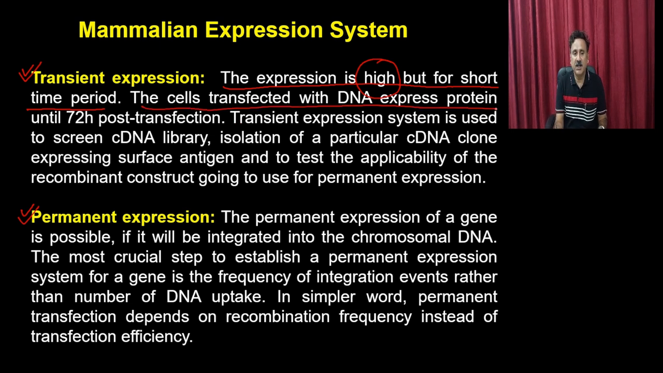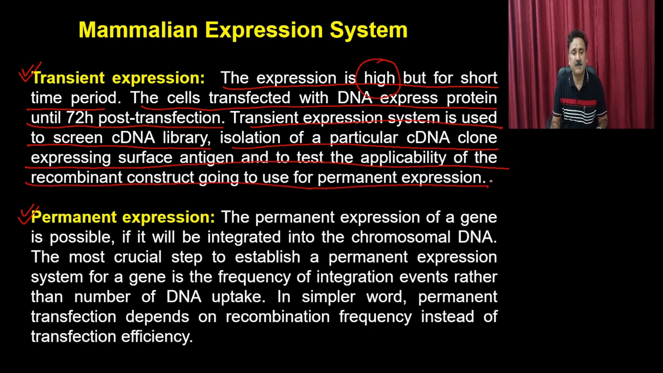So the cells transfected with DNA express the protein until 72 hours post transfection, because it takes time for the cellular machinery to identify this foreign DNA, and that period is around 72 hours. The transient expression system is used to screen a cDNA library, to isolate a particular cDNA clone expressing a surface antigen, and to test the applicability of the recombinant construct to be used for permanent expression. So you always use transient expression before you go for permanent expression, because you are trying to see whether the protein is expressing or not. Then you can decide whether to go with the transient expression or generate the permanent expression.